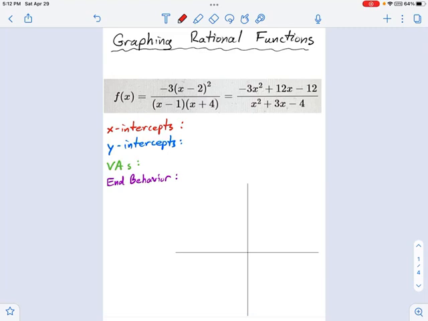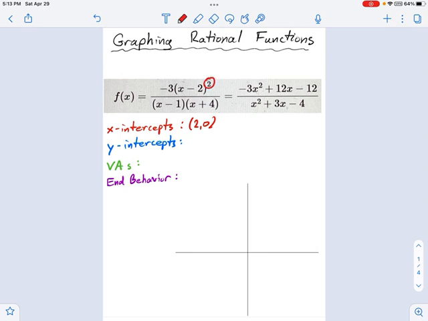Okay, I've got another rational function to graph. This one's a little complicated. There's some stuff going on here. So break it into pieces, and I'm going to start with this top factor right here. Notice that is the only factor on top. That means we're only dealing with one x-intercept, and it's going to be located at 2, 0. It's as if you set x minus 2 equal to 0 and solved it. Okay, so that's it for x-intercepts.